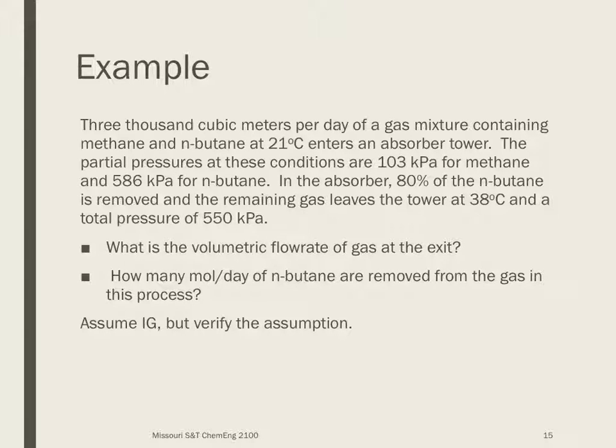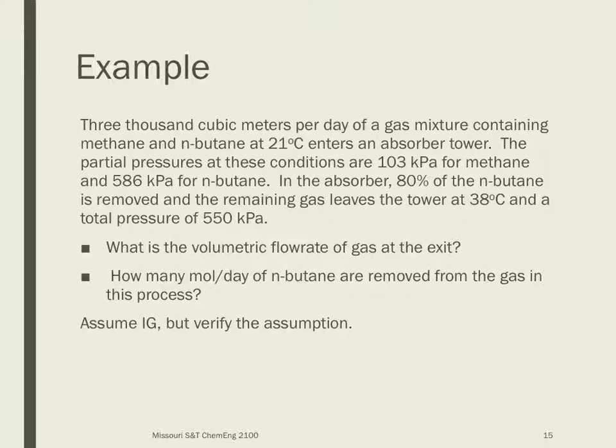So let's do another example. In this case, I have 3,000 cubic meters per day of a gas mixture containing methane and N-butane at 21 degrees C, and these are entering an absorber tower. The partial pressures at these conditions are 103 kilopascals for methane and 586 kilopascals for N-butane.